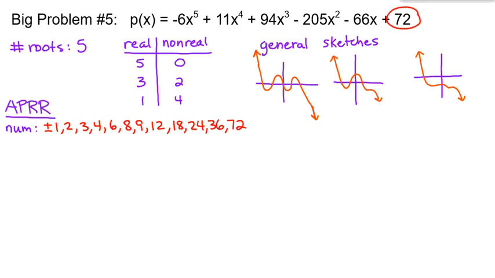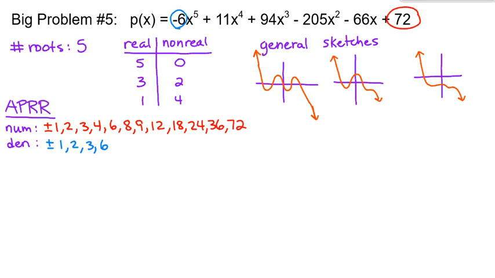Now we're going to look for all the possible denominators. And these are going to be factors of the leading coefficient, which is -6. So plus or minus all the factors of 6. 1, 2, 3, and 6.